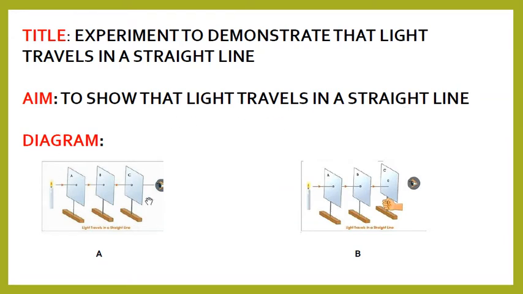Then the diagram. These two diagrams should be looked at carefully. It consists of 3 cardboards with the holes arranged in a straight line, a light source in front, and then an observer's eye behind. In the second diagram, a shifting took place. So now let's go through the procedure.